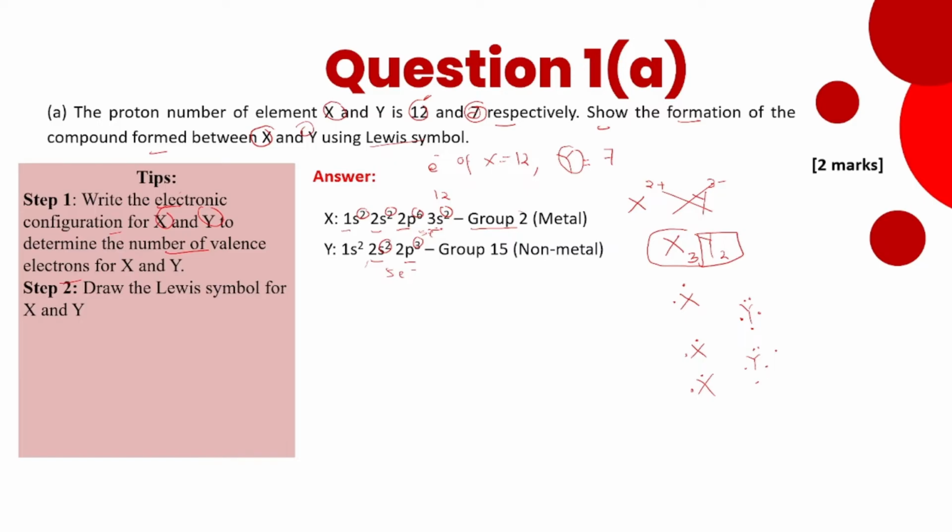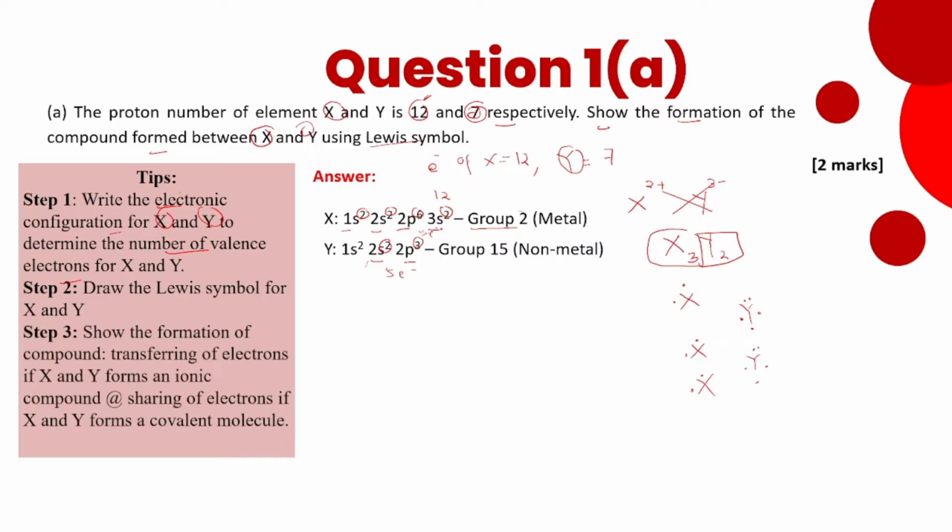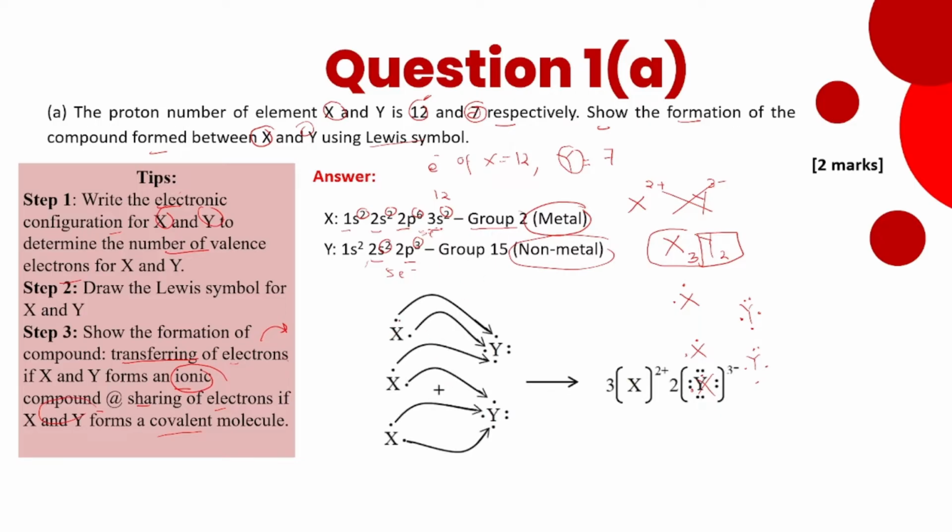Then you need to show the formation of the compound, either by transferring of electrons if it forms an ionic compound, or by drawing the sharing of electrons if it is a covalent molecule. From here, you know that it is an interaction between a metal and a non-metal, which is basically an ionic compound. So there is going to be a transferring of electrons, and when there is a transferring of electrons, you need to draw the arrow.